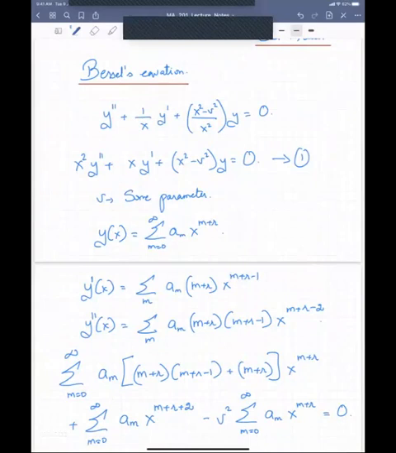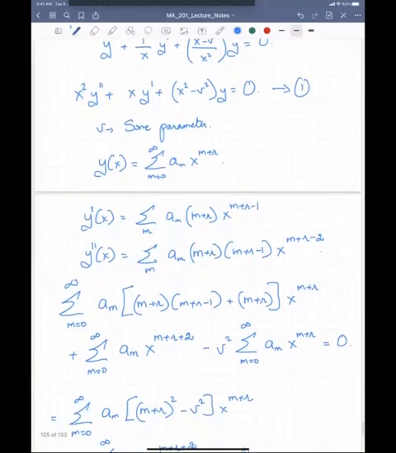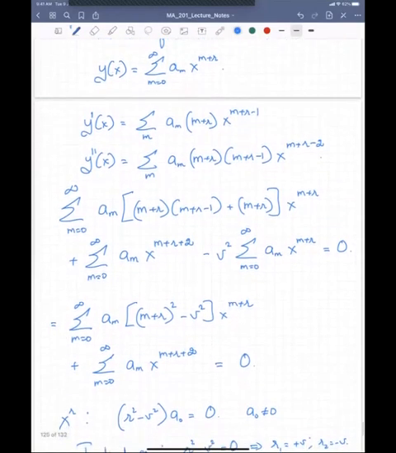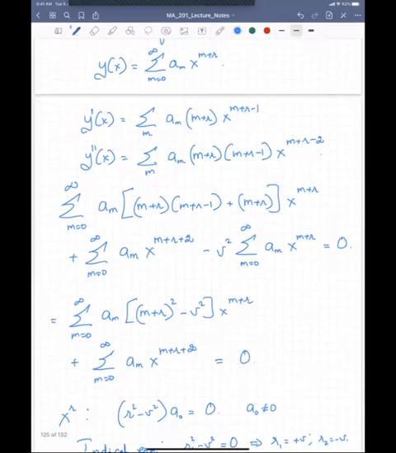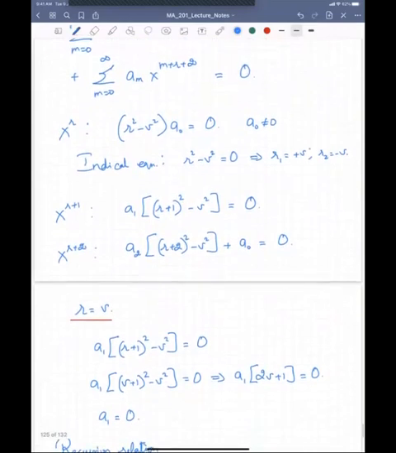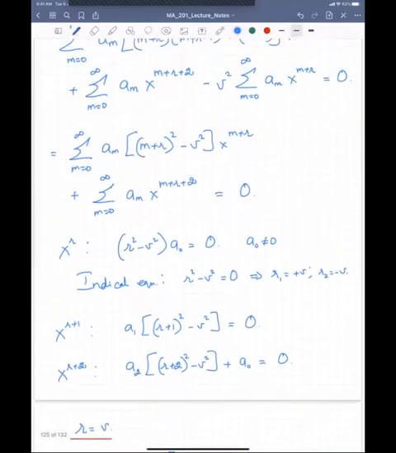Usually it's written in the form given as equation number 1 here. Of course, if you divide through by x squared, you can easily show that this satisfies the conditions for the Frobenius series to apply. So you try a solution of the form y of x equals the summation of a_m x to the m plus r, where r is a parameter that you have to determine. And then you differentiate this and plug it back into the differential equation. Then you look at the lowest power of x in the ensuing algebraic equation, a power series in x.